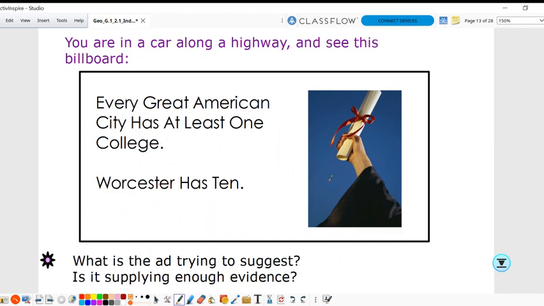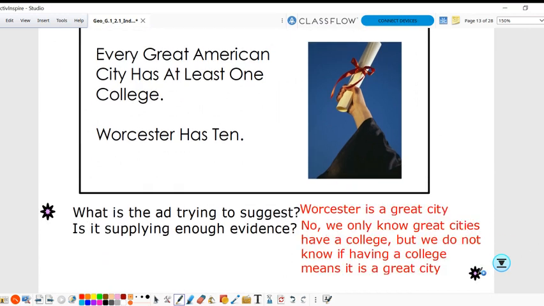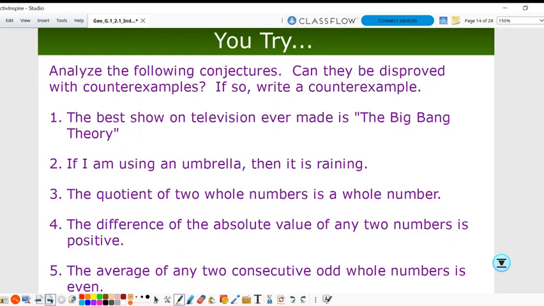Does the ad supply enough evidence to that fact? Worcester is a great city, but no, we only know great cities have a college, but we don't know if having a college means it's a great city. We know that there are great cities and they have colleges. That's amazing. But does having a college make you a great city? So that's kind of an interesting ad.